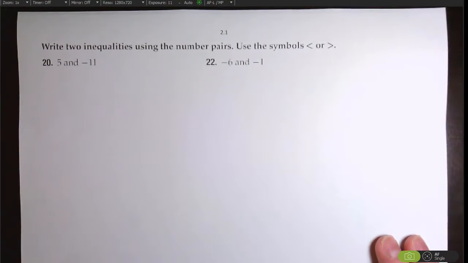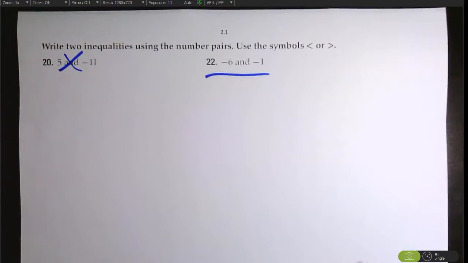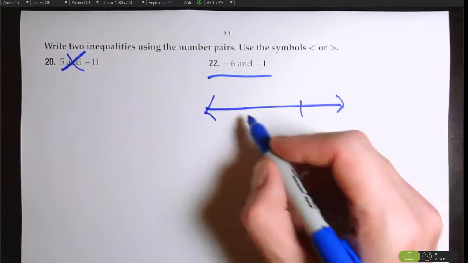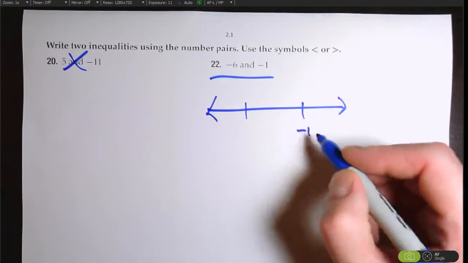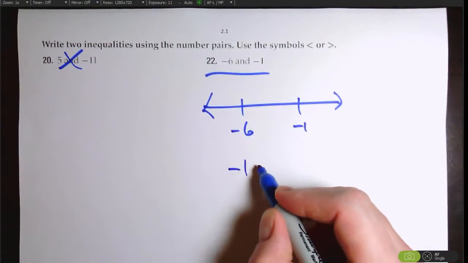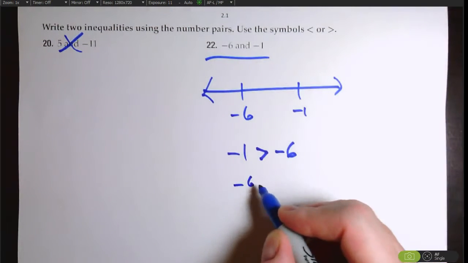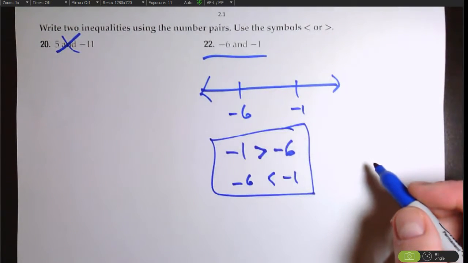We'll skip number 20, actually let's do 22 instead. I like 22 better. It says write two inequalities using number pairs. Use the symbols less than or greater than. So just for the sake of argument, I'm going to graph this out real quick. I know there are two numbers. The key to this is realizing that negative 1 is the bigger one, so it goes to the right. So the first way to write this would be negative 1 is greater than negative 6. And then if I flipped it, it'd be negative 6 is less than negative 1. There we go. There are two ways of doing that.